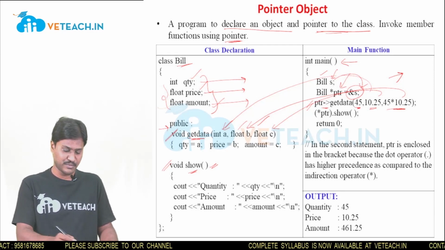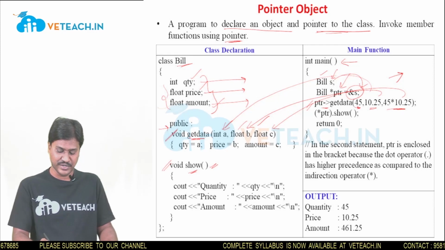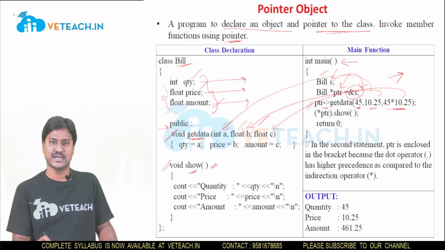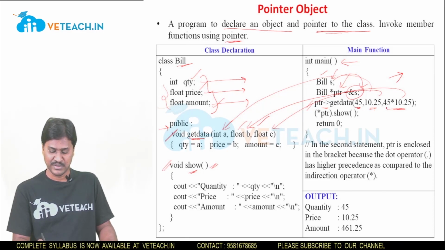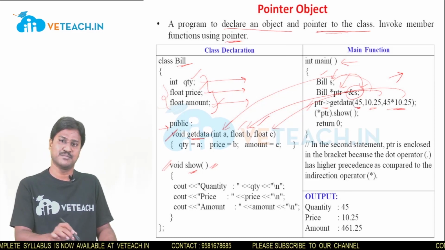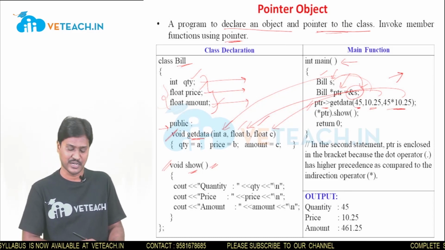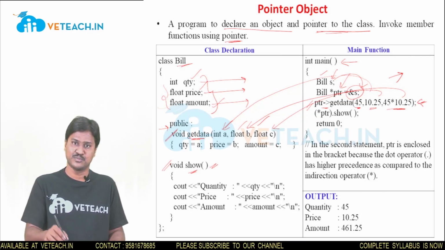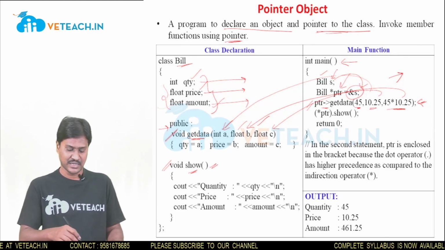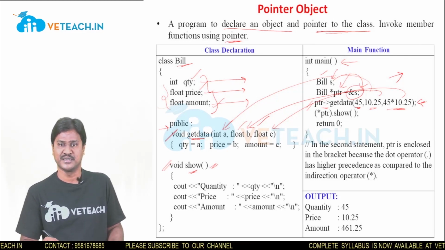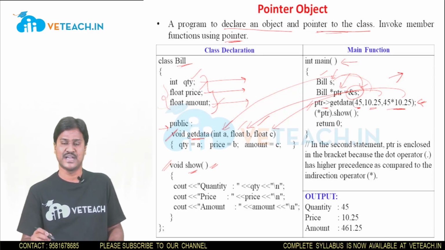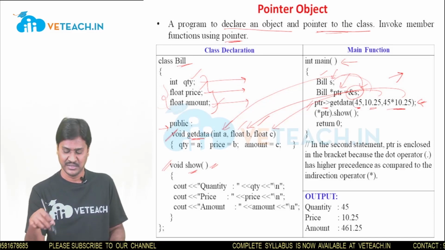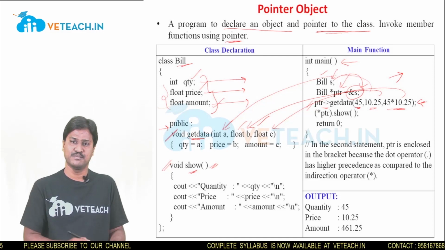Why? Because the third variable is the amount. How many quantities have we given? 45 items, and each item's value is 10.25. Multiplying the two values, I am passing the product as the amount value of the amount variable. So this is the scenario of calling the function get data through a pointer object. Here you need to understand, no need to worry about the quantity, price and amount. You need to concentrate on how to invoke this get data member function of the class bill by passing these parameters using the pointer.